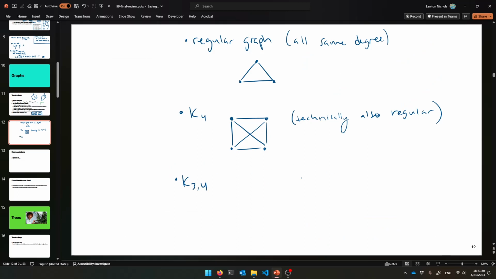That's how you write it. And what it means is, there's a group of 3 vertices over here, and then there's a group of 4 vertices over here. And these individual groups have no edges between themselves. Like you can't get from here to here, or there to there. Those edges don't exist. But every possible edge from here to all of these guys exists. That's what it means.